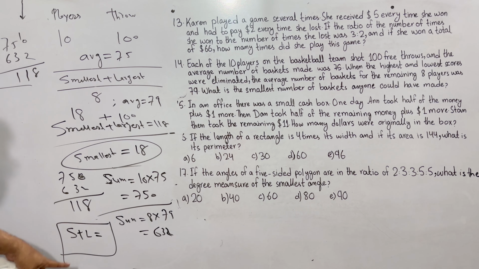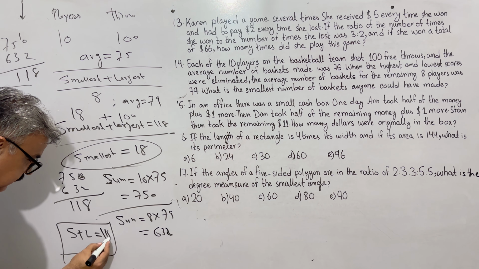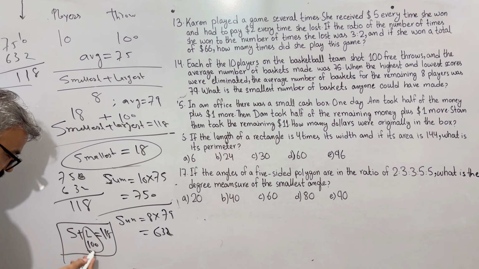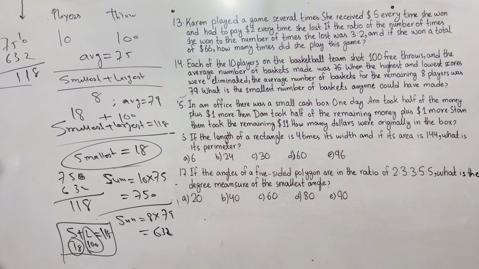A player can be 100% accurate, so he can score at most all his baskets, 100 out of 100. So smallest is going to be 18 in that case.